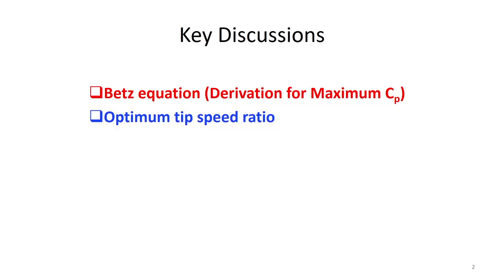Dear students, today we will be discussing two very important aspects of wind energy conversion. One is the Betz equation. So primarily we will be concerned with the derivation of the Betz limit and then the optimum tip speed ratio calculation.